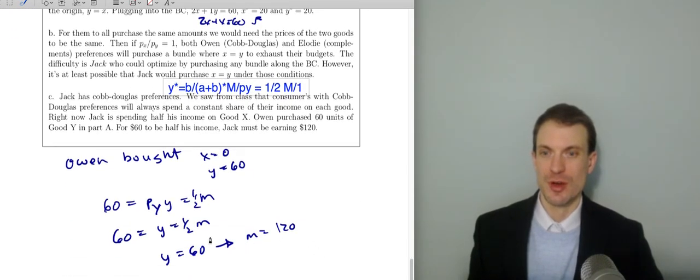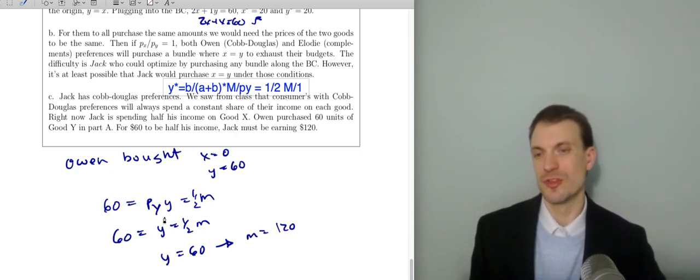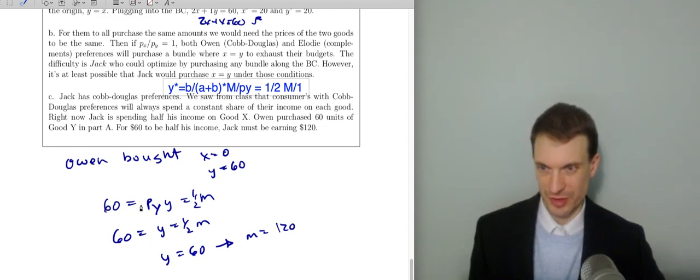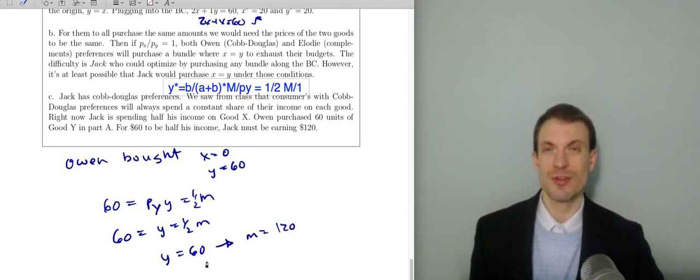If so, then Jack would be spending half of his income on good y, just to consume the 60 units that Owen was, right? Owen bought 60. Jack's expenditure on good y, py times y, is equal to 1/2 of income, right? That's from up here. Jack's expenditure must be half of his income on good y. And then just solving, that's where that came from.